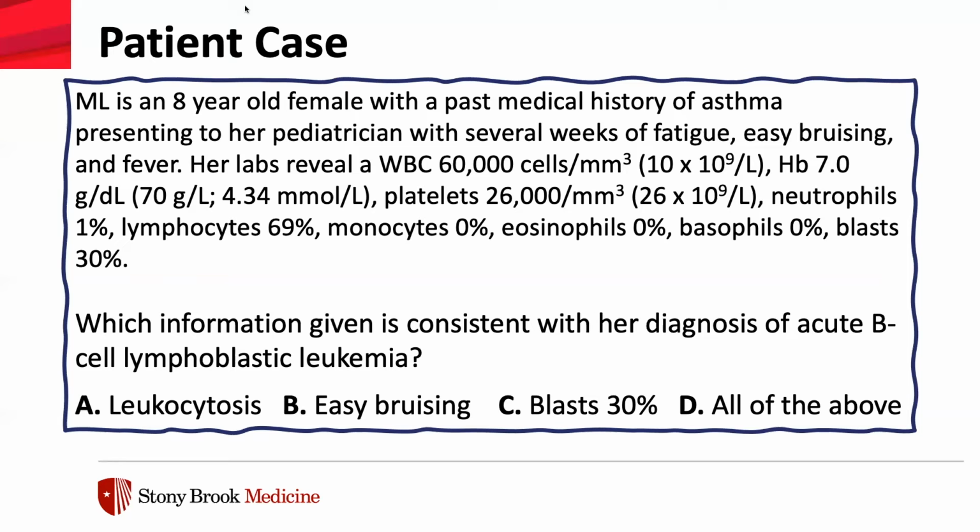Okay, yes, the answer is D, all of the above. So we may see leukocytosis from that overproliferation of those cancerous cells. We may have easy bruising due to the decreased platelets from those immature lymphoblasts infiltrating the other cell lines in the bone marrow. And then we also might see more blasts as a higher percentage in relation to all the other blood cells due to them replicating uncontrollably.